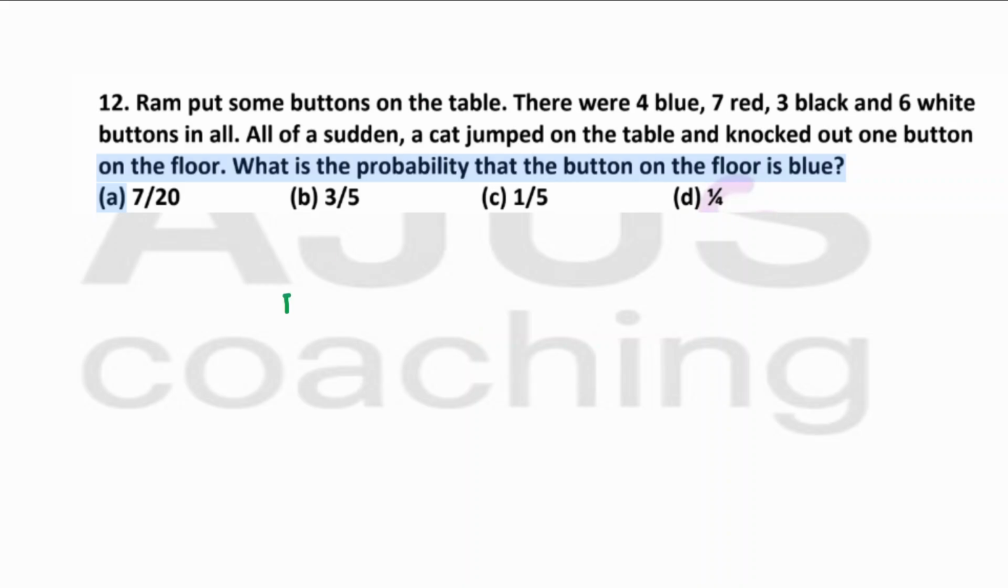Okay, so probability of blue button. Probability of blue button is, what is the favorable chance? Your favorable chance is blue. Favorable, this is blue, by total number of possibilities. The total number of possibilities will be 4 blue plus 7 red plus 6 black plus 6 white. What is the probability that the button on the floor is blue?